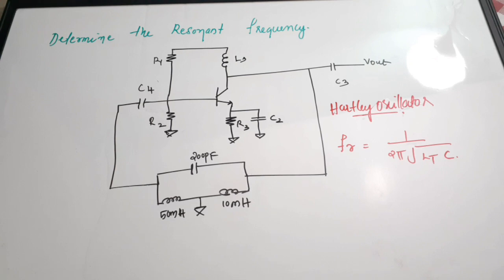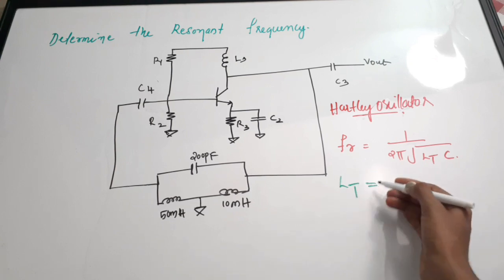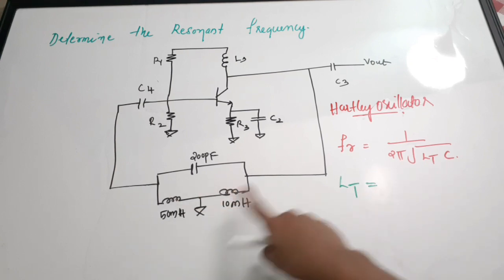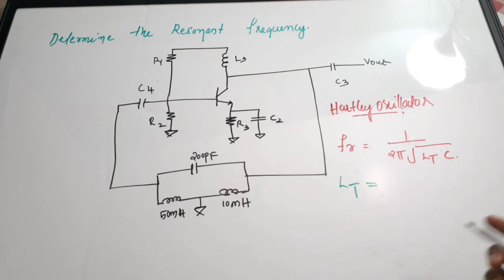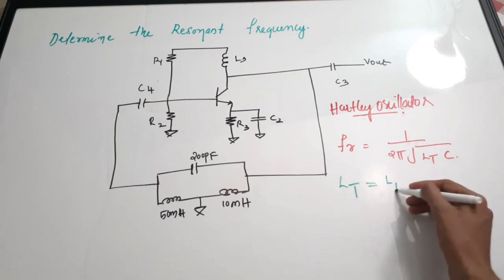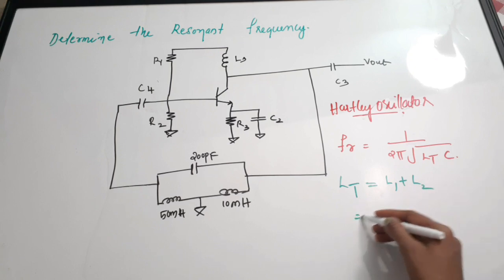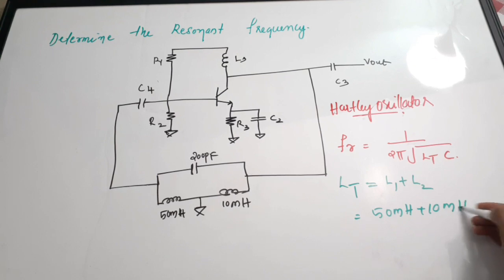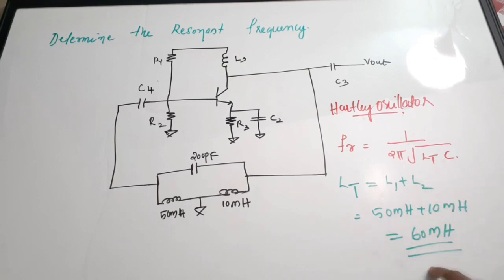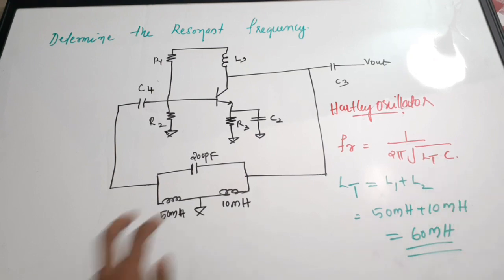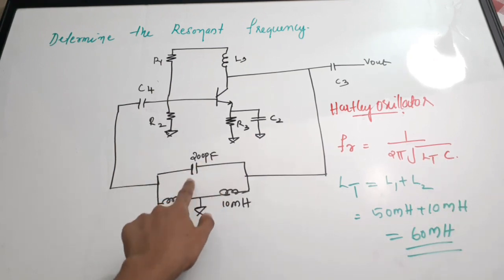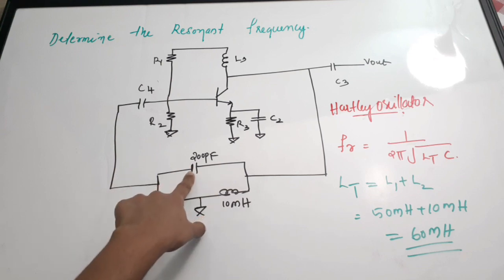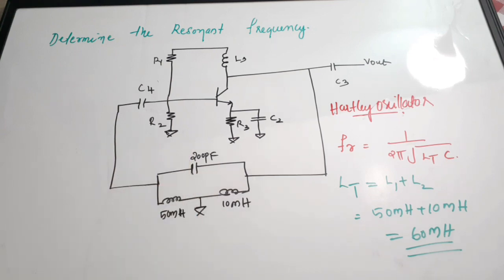Here LT is the equivalent of these two inductors. The inductors are connected in series, so the equivalent is L1 plus L2, that is 50 millihenry plus 10 millihenry, which is equal to 60 millihenry. Now we have to substitute this LT here. C is directly given from the figure. C is 200 picofarad. You have to substitute that also, and then you'll obtain your resonant frequency.